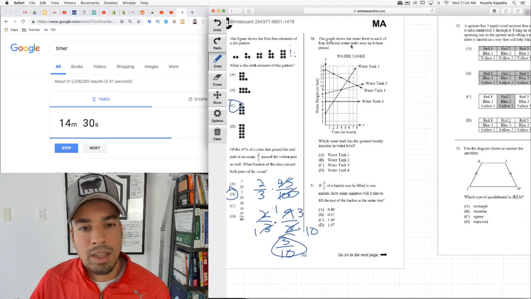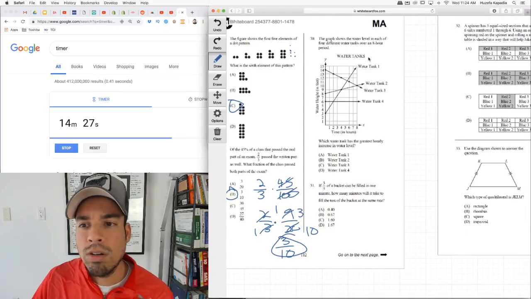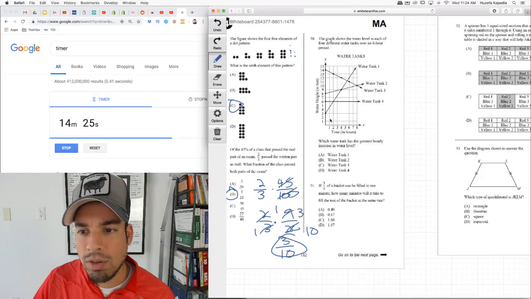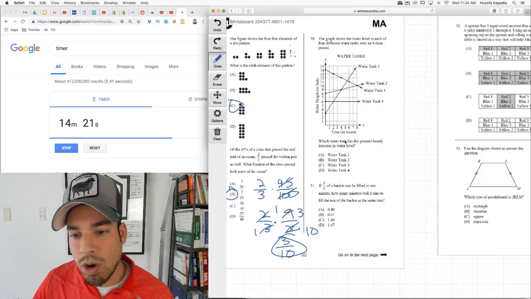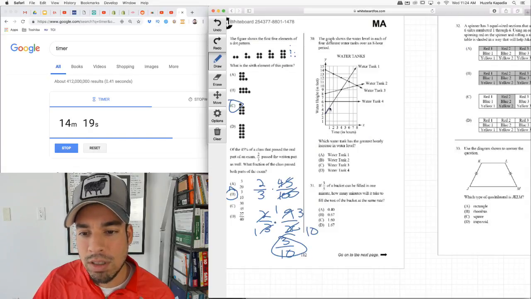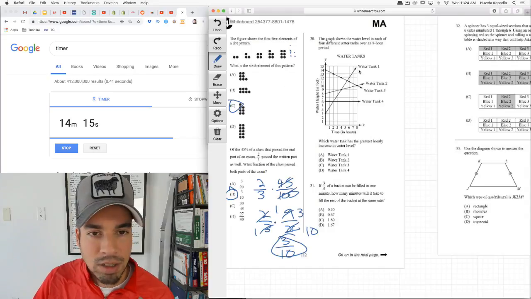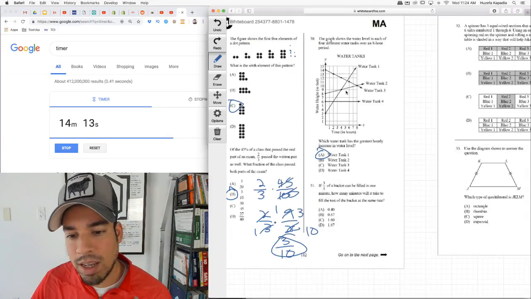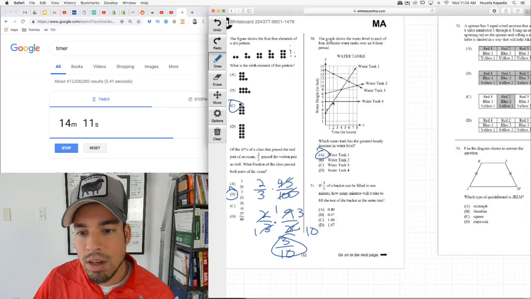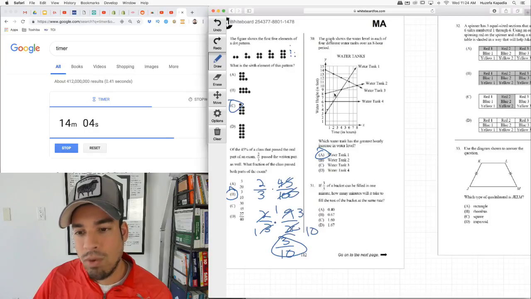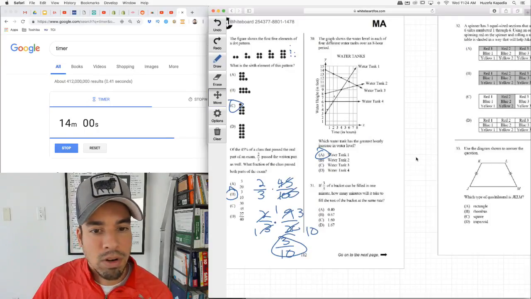Next, the graph shows the water level in each of 4 different water tanks over an 8-hour period. Okay, cool. Which water tank has the greatest hourly increase? It's this guy. Look, it's shooting up. Hourly increase meaning greatest slope, and it's water tank number 1. All right, that's all they're asking. On a timely basis, which one's going up the fastest? You notice that 3 is decreasing, 4 isn't even changing. So we're only choosing between 2 and 1. But 1 is by far faster.